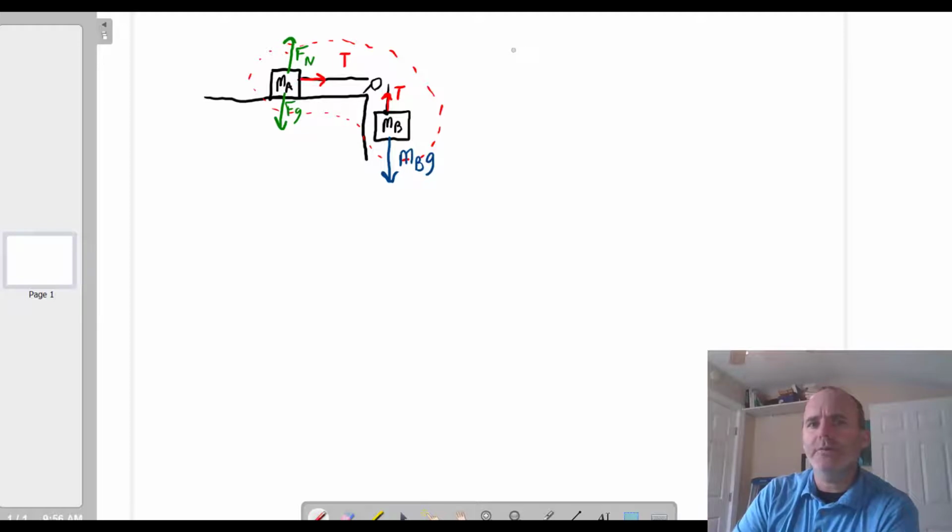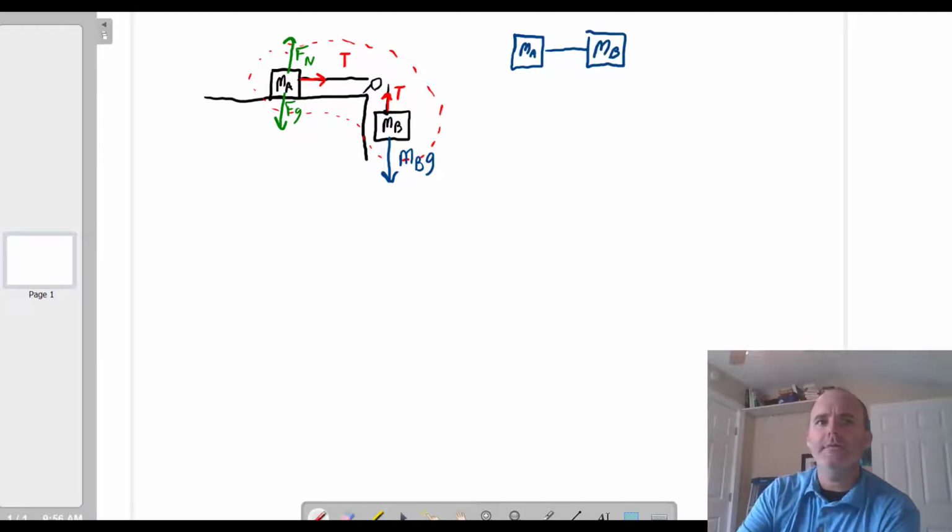I can come over here and redraw this like this, mA. We got the same tension here, mB, and we have this force here. I'm going to draw this one in red now. So we have this force pulling it, mBg. So we have this weight pulling it. Okay, so this is what I'm going to use.